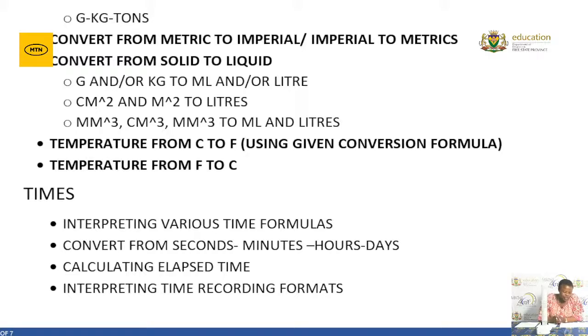And the other subtopic under conversion, we have temperature, where we convert from degrees Celsius to Fahrenheit using the given formula, or converting from Fahrenheit to degrees Celsius. The other subtopic that we have is time. Like we have times that we use every day in the form of watches. We have the digital and the analog.